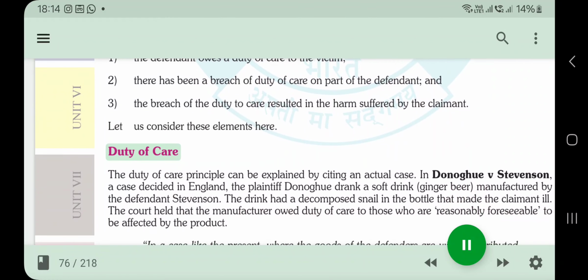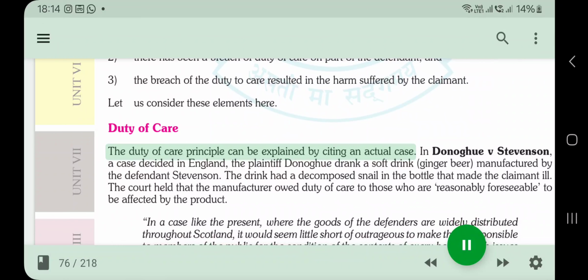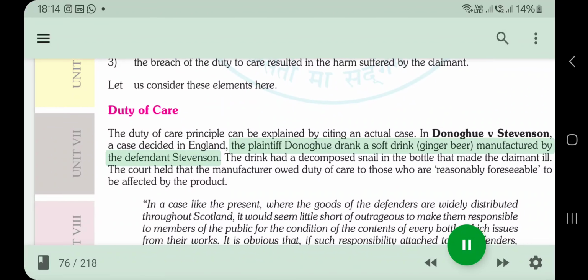Duty of care. The duty of care principle can be explained by citing an actual case. In Donahue v. Stevenson, a case decided in England, the plaintiff Donahue drank a soft drink, ginger beer, manufactured by the defendant Stevenson.